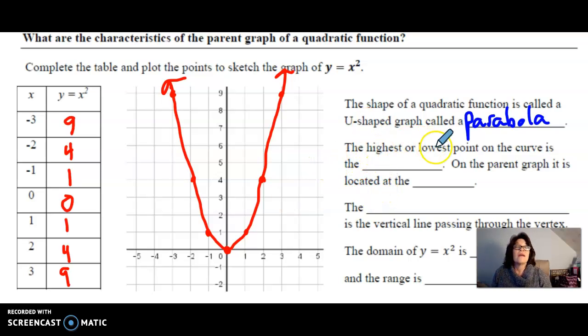The highest or lowest point on the curve is the vertex. And this is called the parent function, which is regular y equals x squared. It's the parent function before we start shifting it right and left and up and down and flipping it. In this case, it's the smallest; 0 is the smallest that this graph will ever be. The vertex is either going to be the highest or the lowest. If I flip this upside down, it would be the lowest, right?